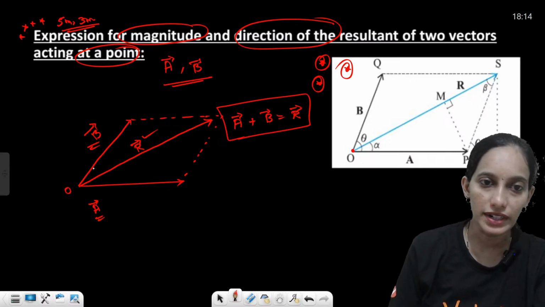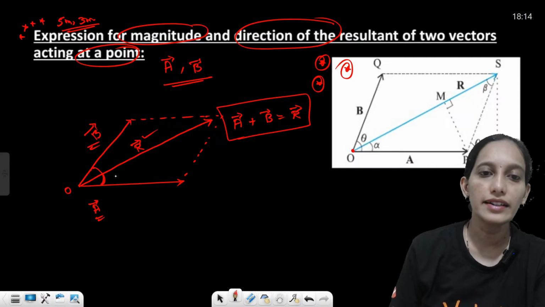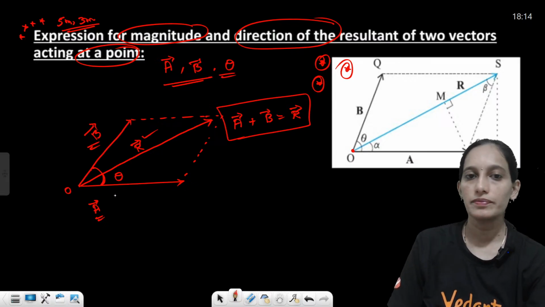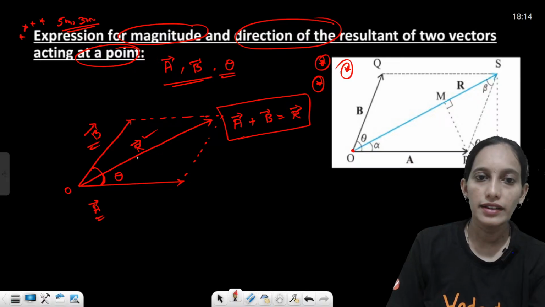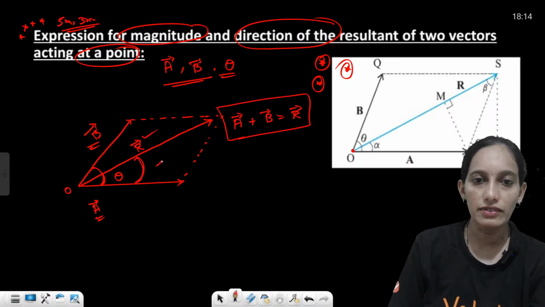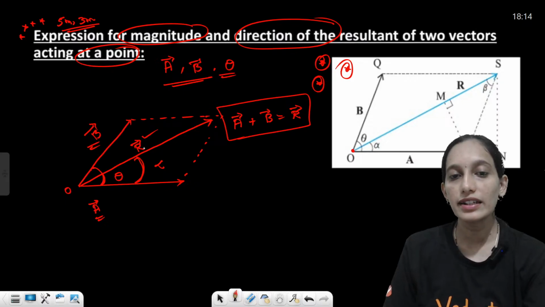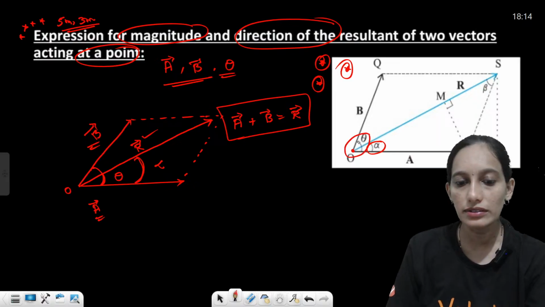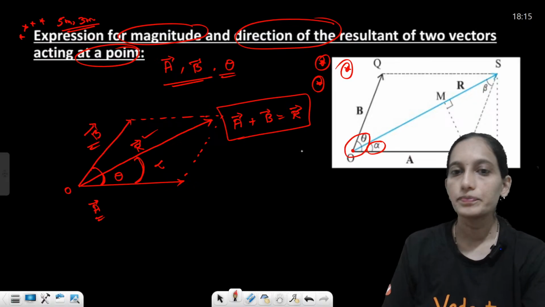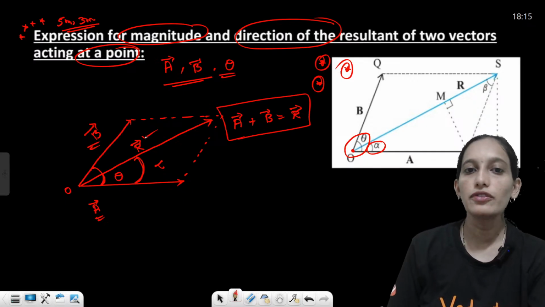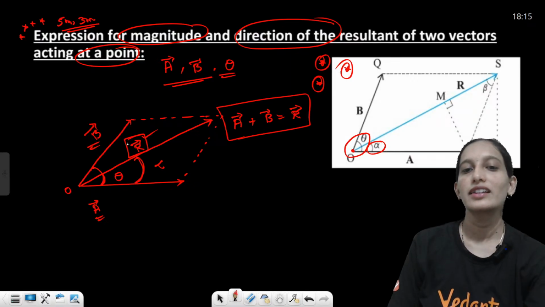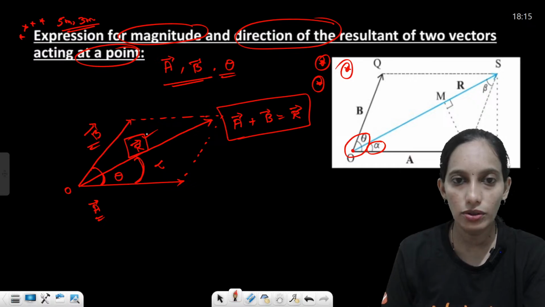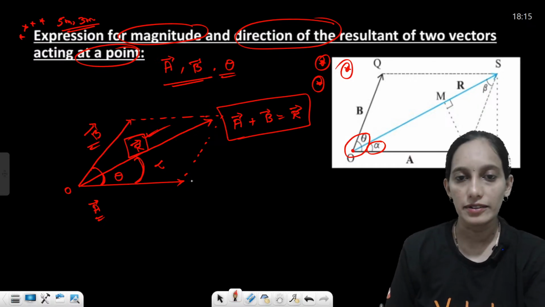So here these two vectors we are considering are acting at an angle theta. The angle between A and B we have taken as theta, and we are also assuming the angle between the resultant vector and A vector as alpha. Now we have to find the length of this diagonal, which is nothing but the magnitude of the resultant vector, right? So we have to find the length of this diagonal. So how can we do it?